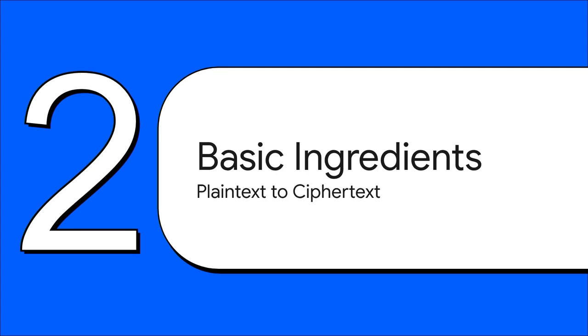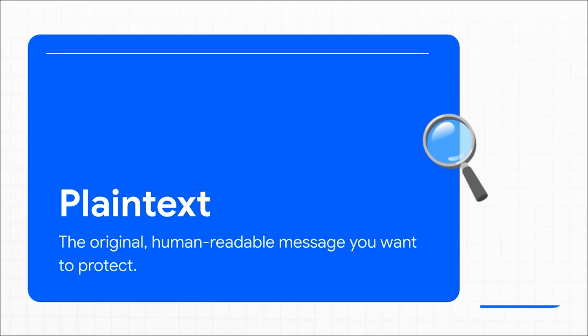To really get it, we've got to learn the lingo first. The good news is there are really just 3 essential terms that form the foundation for everything else. First up, we have plaintext. It's exactly what it sounds like. It's your original message just as you wrote it. Clear, simple, totally understandable to any human. This is your secret note before you've done anything to scramble it up.